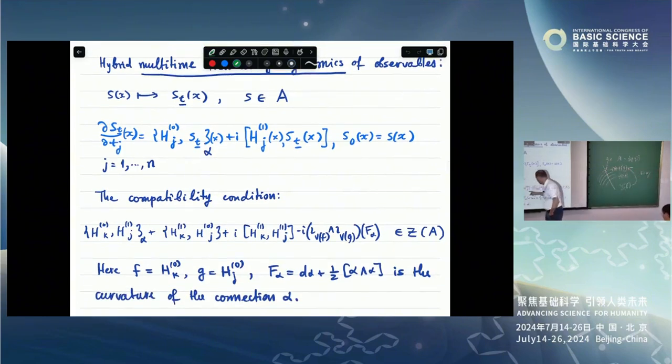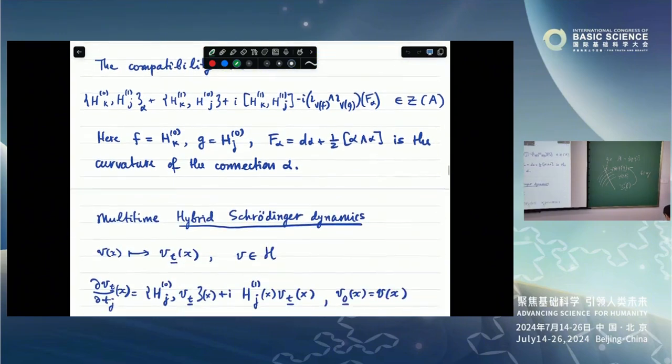I denoted it by F and G. And so we take two Hamiltonian vector fields and contract them with the two-form, which is the curvature of the connection alpha. So that's the compatibility condition for the Heisenberg dynamics.